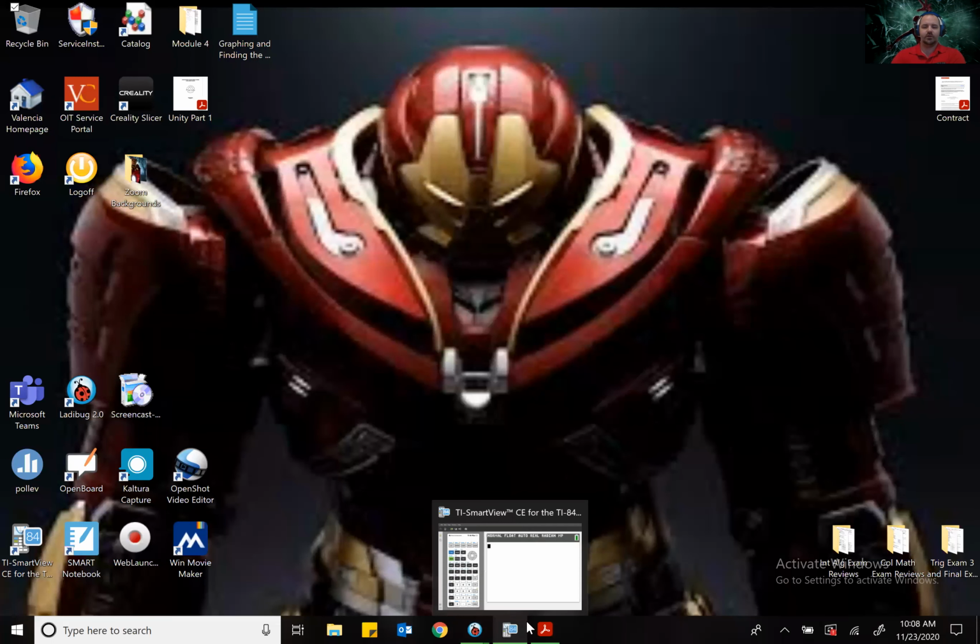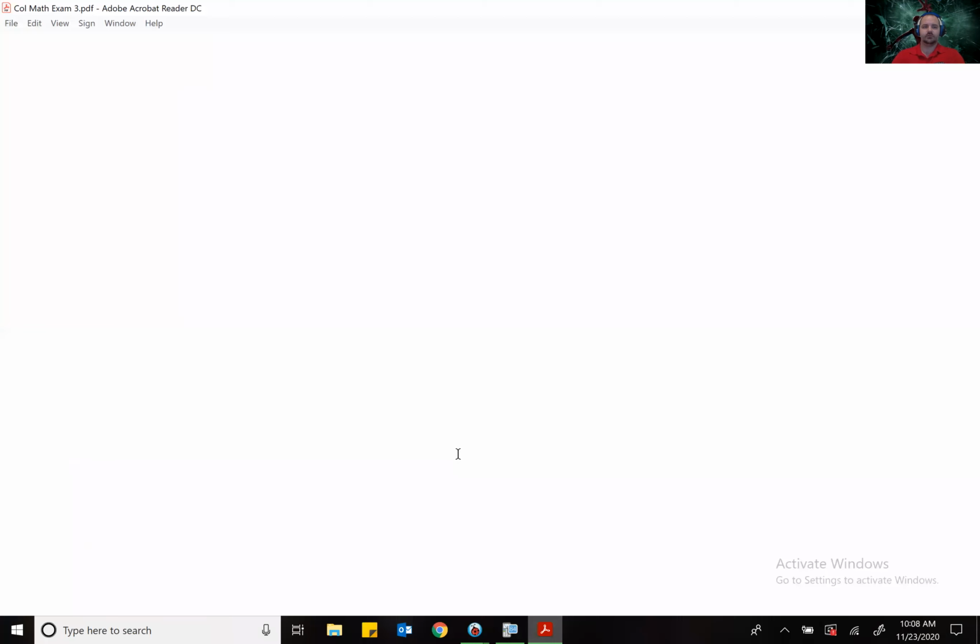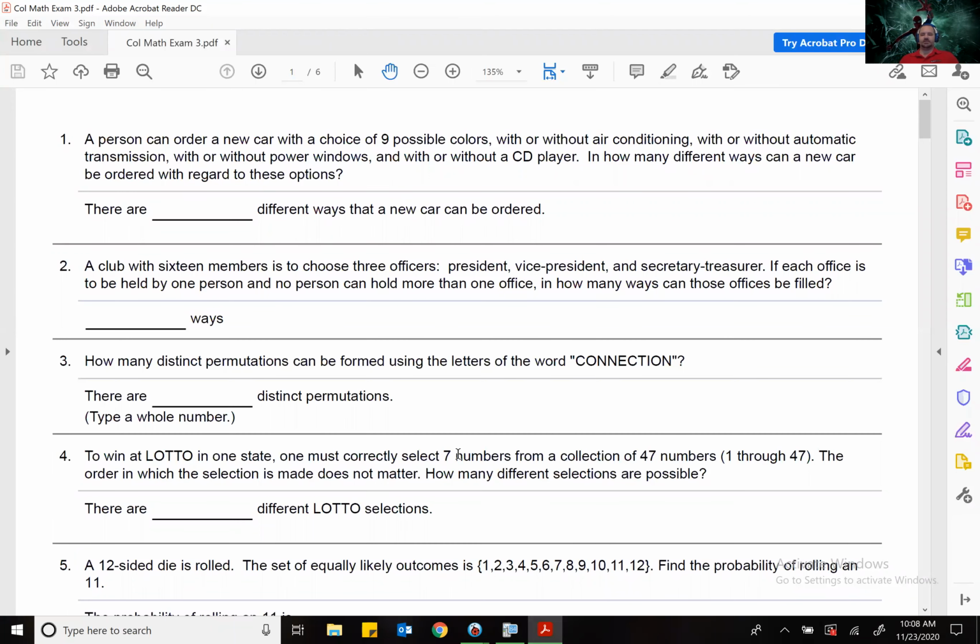So we have probability and statistics. That's what we're going through here at the end. The first question says, a person can order a car with a choice of 9 possible colors, with or without air conditioning, with or without automatic transmission, with or without power windows, and with or without a CD player. How many different ways can we make a new car?